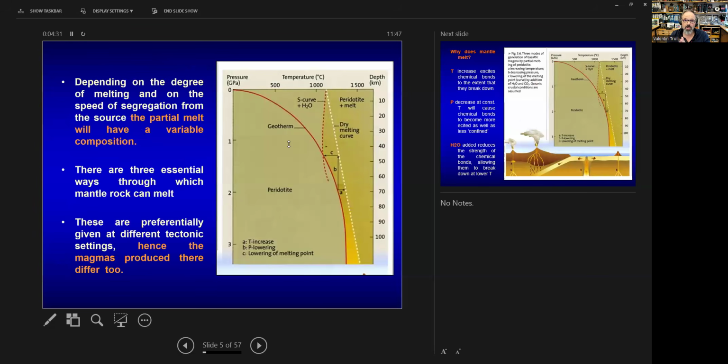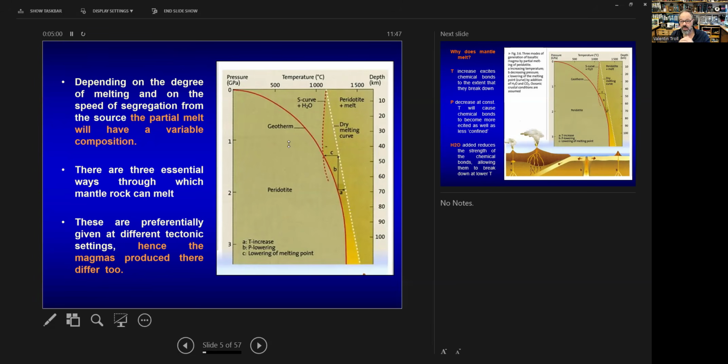So, depending on the degree of melting, the initial melt can be very enriched in certain components. For example, lithophile elements, alkali elements, for instance, don't like to stay in the residue. They like to stay in the melt because they're large ion lithophile elements. So they will preferentially enter the melt. And that means very small fractions of melt have a somewhat different chemistry to larger fractions of melt.